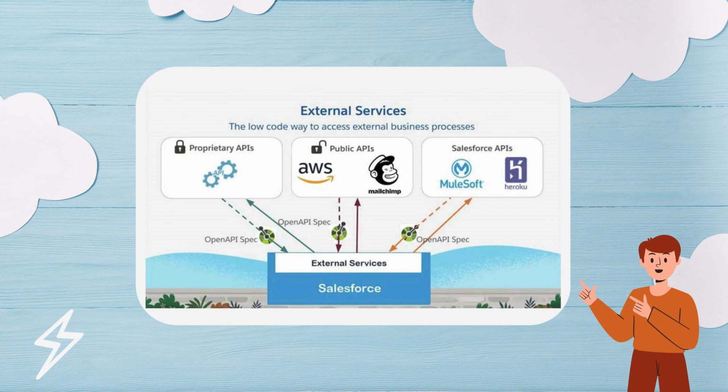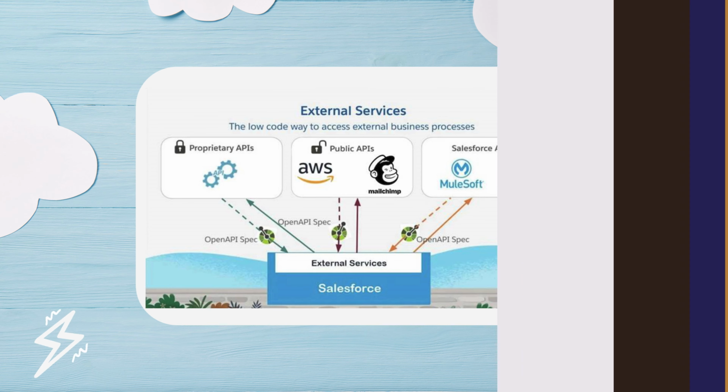External web service, also known as external services, is any function, action, or process developed and hosted outside of the Salesforce platform. To be consumable by external services, it must be a REST-based API, typically using the HTTP protocol.